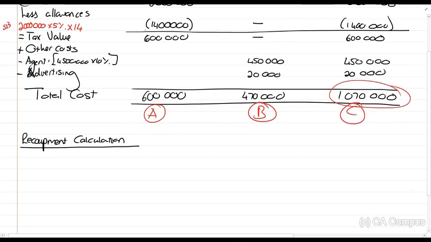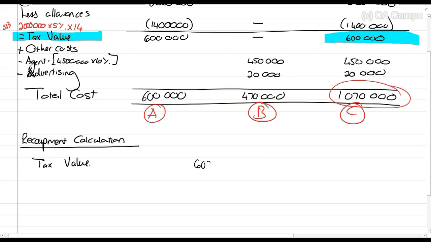Right, so recoupment works as follows. You take the tax value of the asset, which is what we've calculated. So cost less allowances. And you take the total one, 600,000 rands. And you use the selling price. But when you do the selling price, you always say limited to original cost.